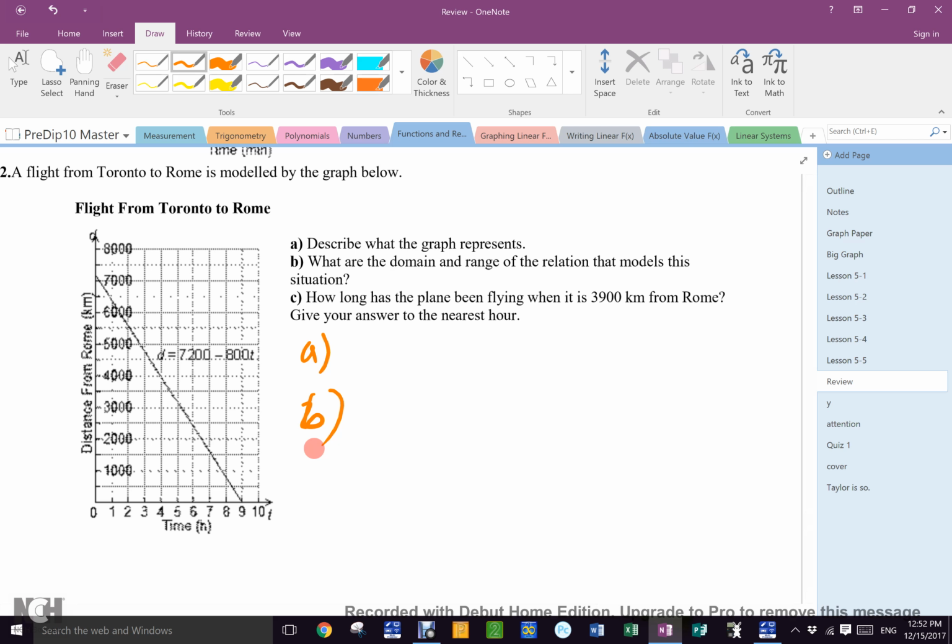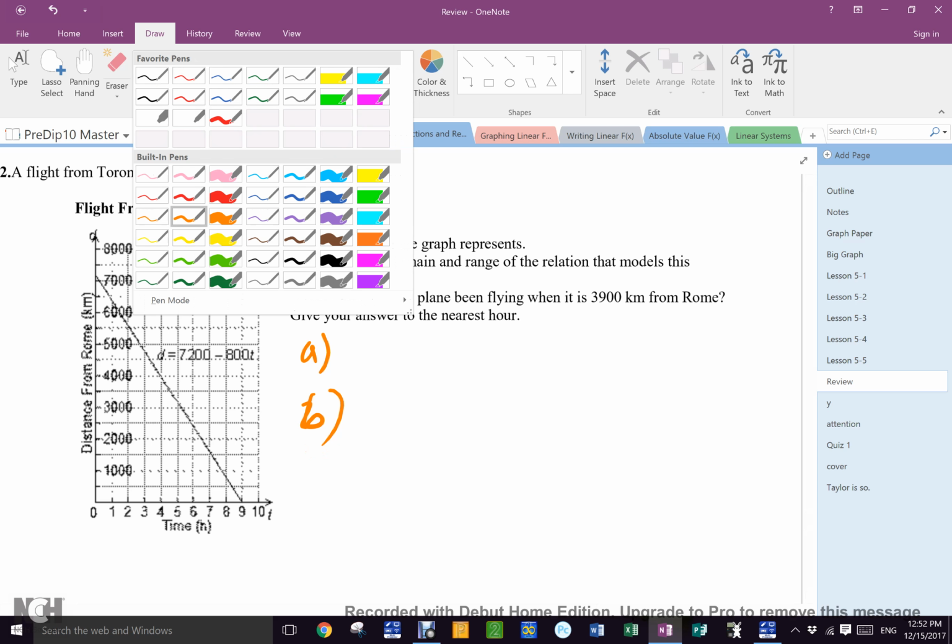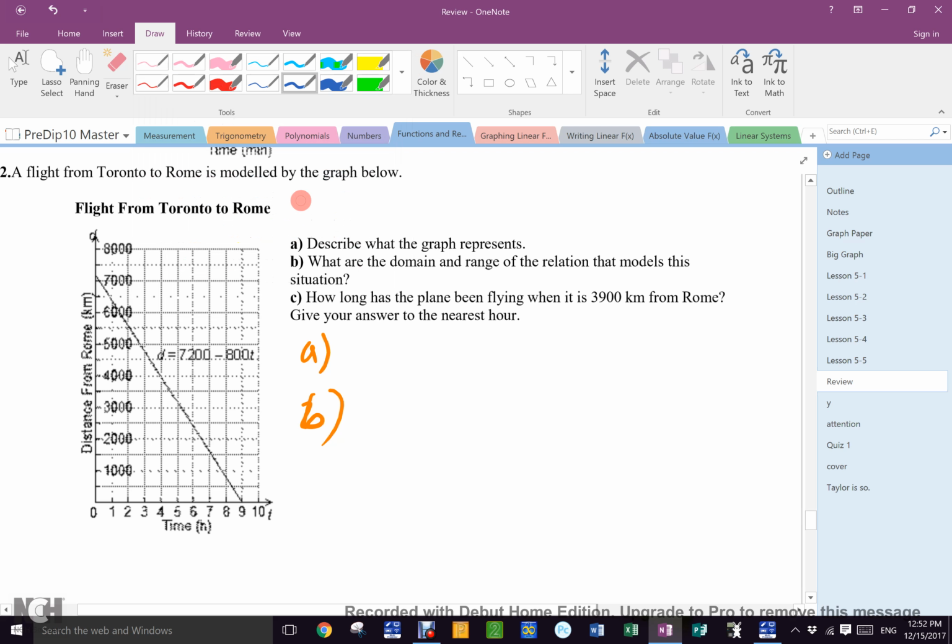What is the domain? I like to do domains in blue. But I'm tired of that blue. I'm going to choose this sassy blue. What is the domain? Lauren? Square bracket 0, comma 9. Absolutely right.